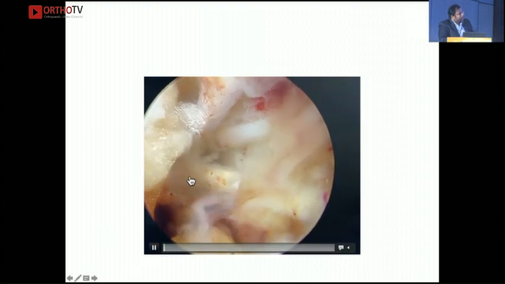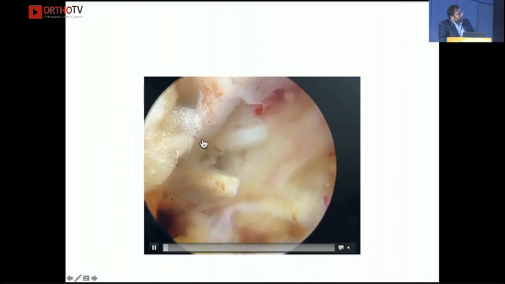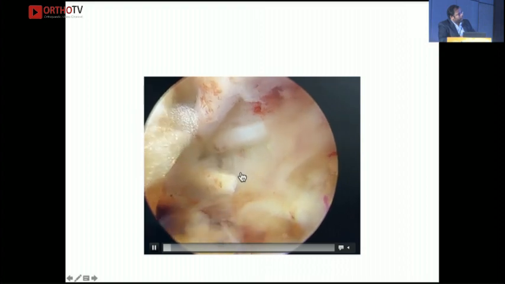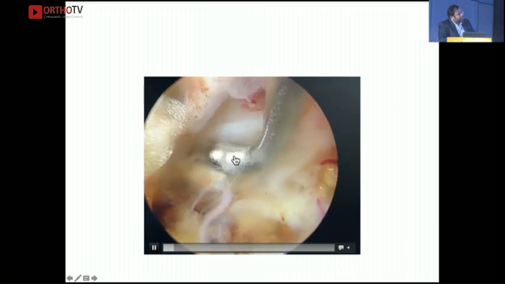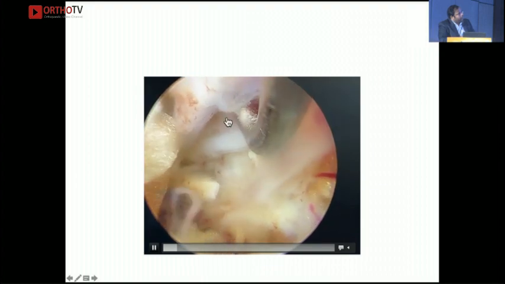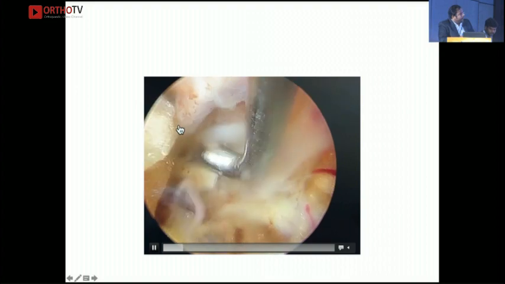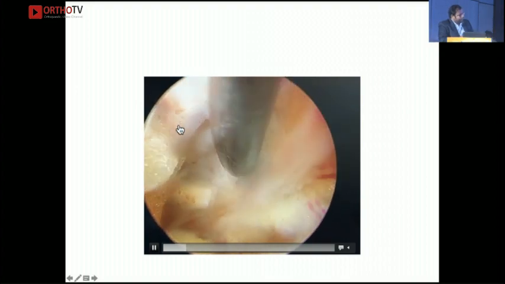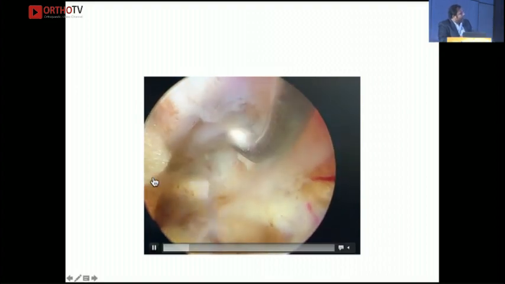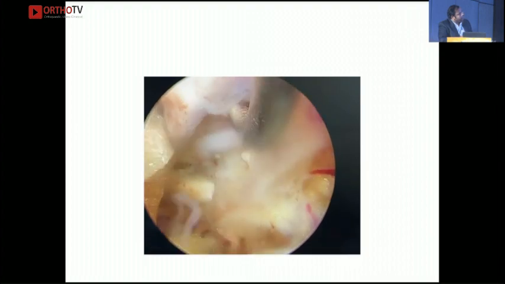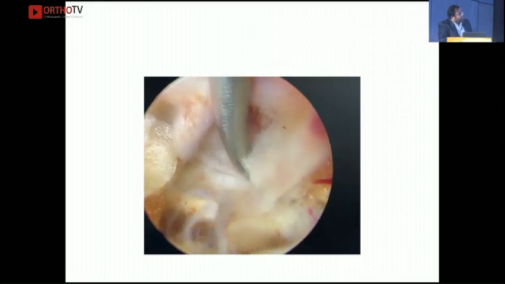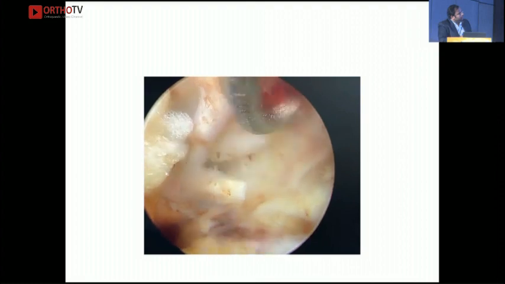You can see here the medial branch, which is hooking over the transverse process. This is the transverse process. With the probe, we are seeing this. Then this is the superior articular process. This is a blood vessel here. Then we are hooking the medial branch.